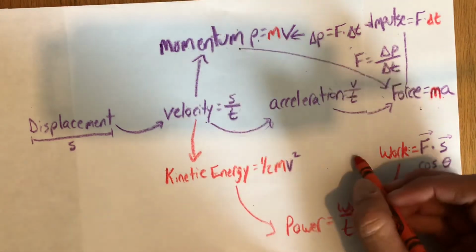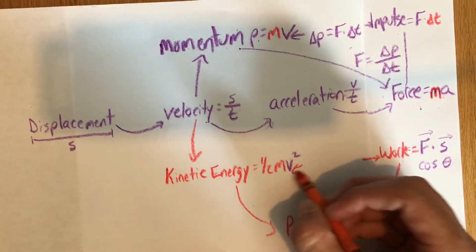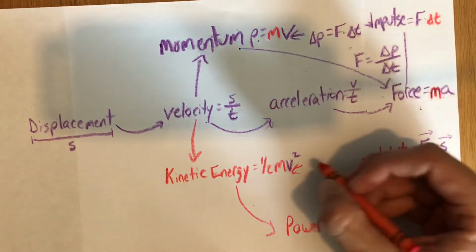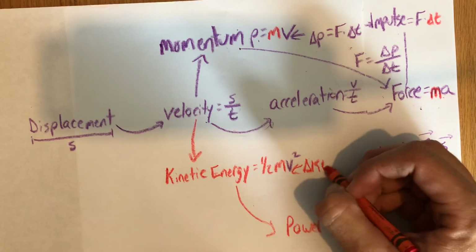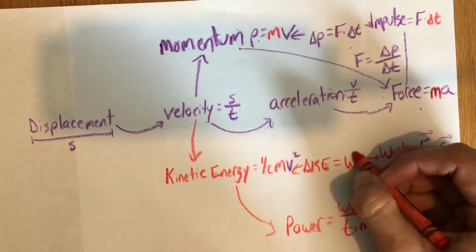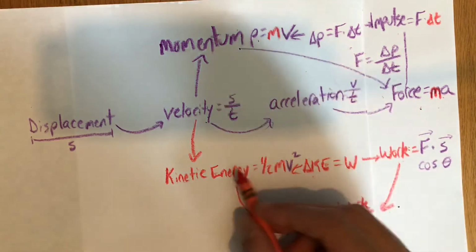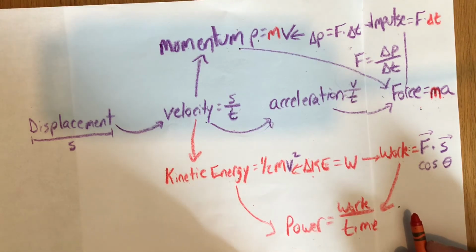And there's another important theorem in physics called the work-kinetic energy theorem, which says that the work done to an object is equal to the change in its kinetic energy. So work is equal to the change in kinetic energy, showing how work and kinetic energy are related.